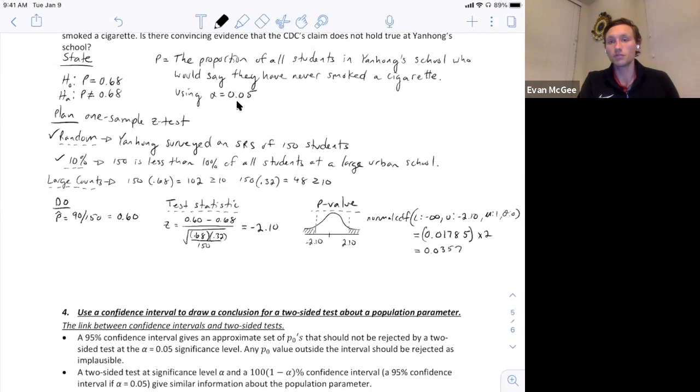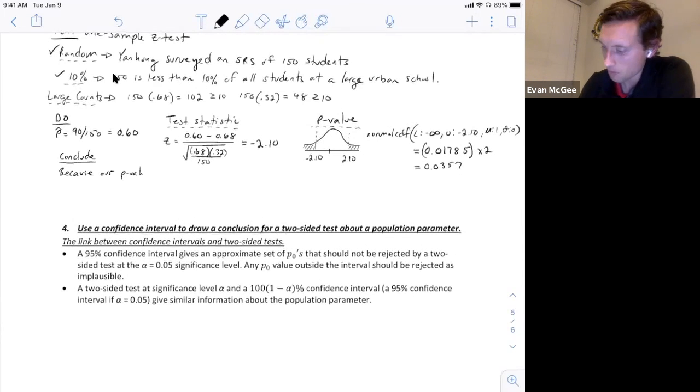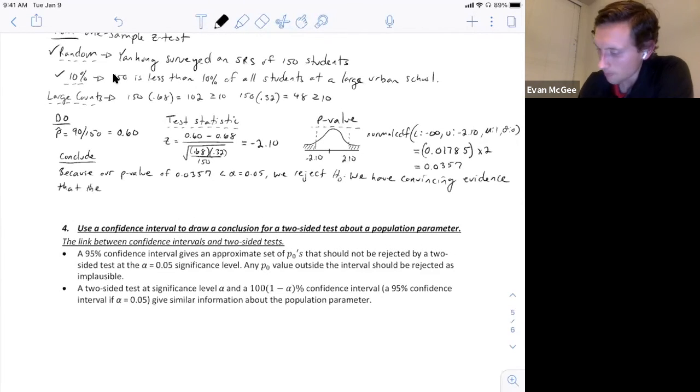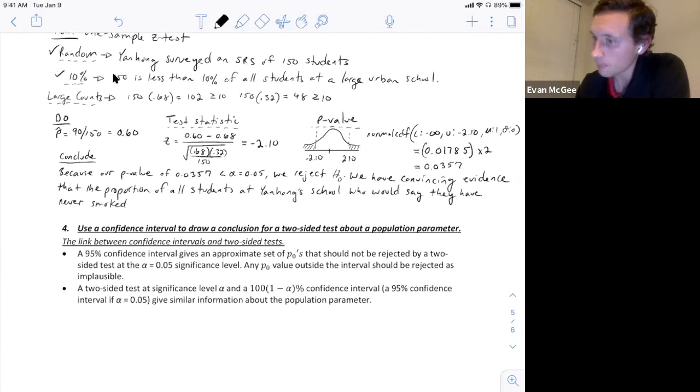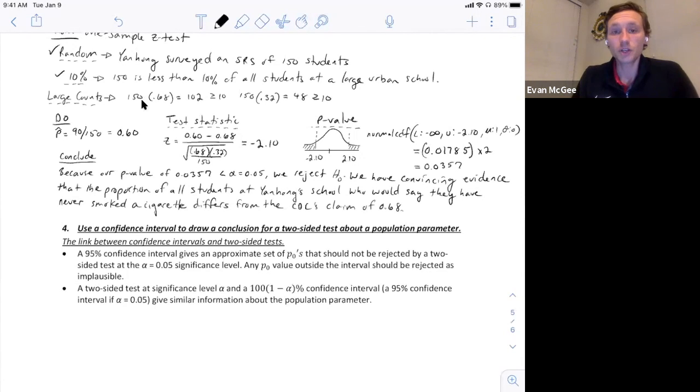our alpha level of 0.05, which you can see this value is smaller, which means we're going to reject the null hypothesis. And I'll write that out in context here. Because our p-value of 0.0357 is less than our alpha level, we reject the null. We have convincing evidence that the proportion of all students at Yan Hong's school who would say they never smoked a cigarette differs from the CDC's claim of 0.68.